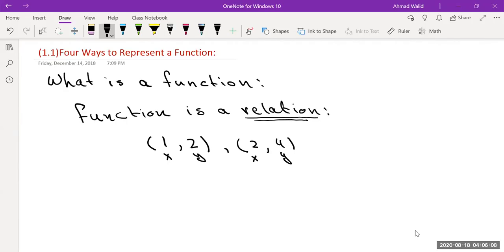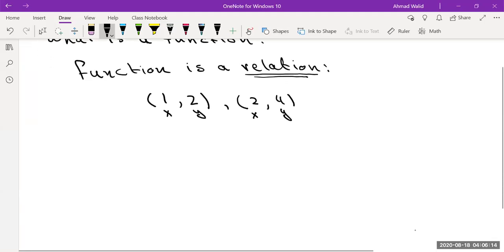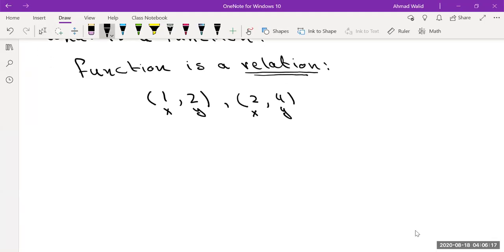To understand that, let's complete our definition. Let me start this way. A function is a relation, but which kind of relation? One where every single element in the domain has only and only one element in the range.